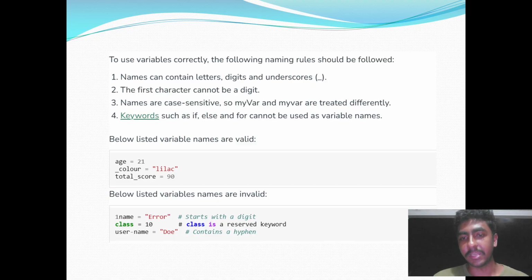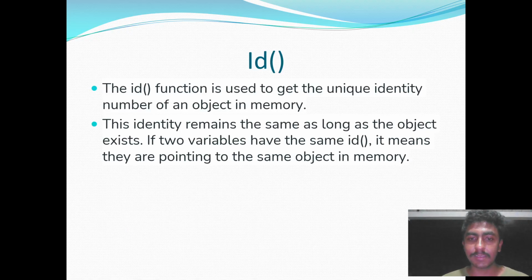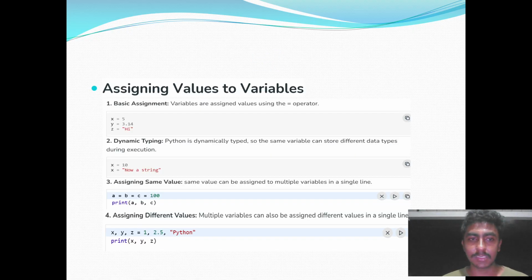While discussing variable names, we learned that words like if, for, and class cannot be used because they have a special meaning in Python. These reserved words are called keywords. Let's understand Python keywords in the next one. Now, let's move to the next topic, Python keywords.